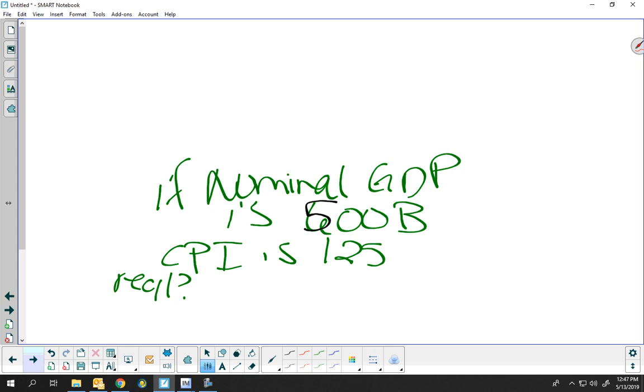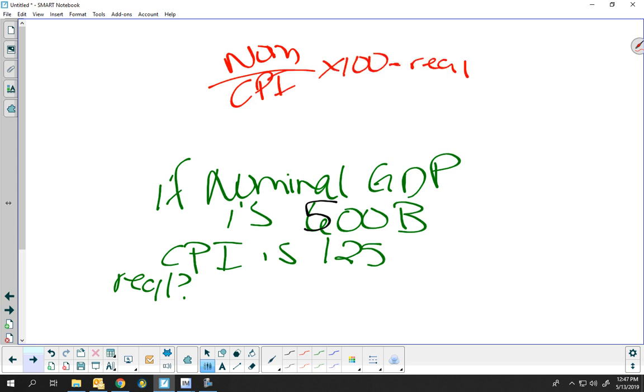What's the equation set up? Nominal over CPI times 100 equals real. So in this case, now it is 500 over $1.25 times 100 equals real. 400. 400. Yes.